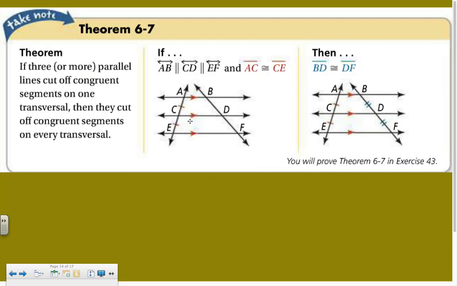Theorem 6.7 says that if I have 3 or more parallel lines that cut off congruent segments on one transversal, then they're going to cut off congruent segments on every transversal that goes through the parallel lines. So if lines AB, CD, and EF are parallel, and I have that AC is congruent to CE, then I know that BD is going to be congruent to DF. It's going to cut every transversal into congruent line segments. Pause the movie, add this to your purple sheet. Press play when you're finished.